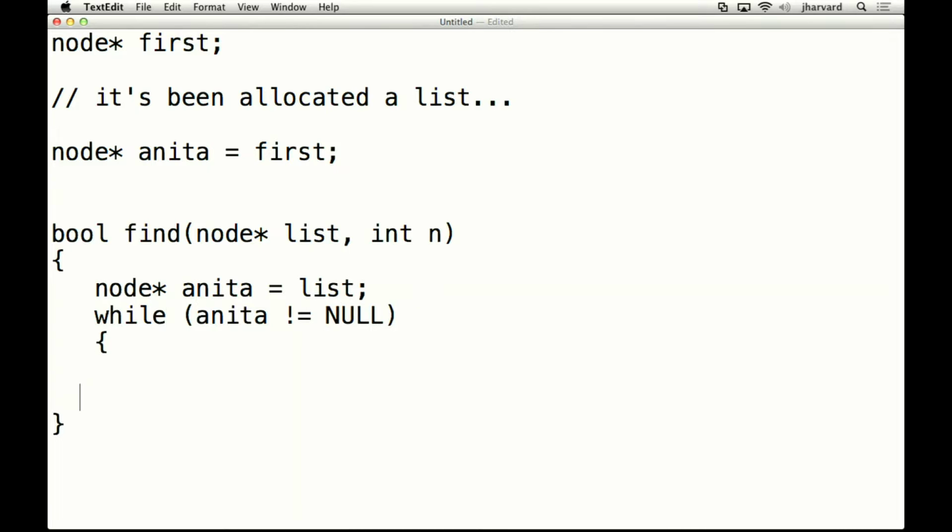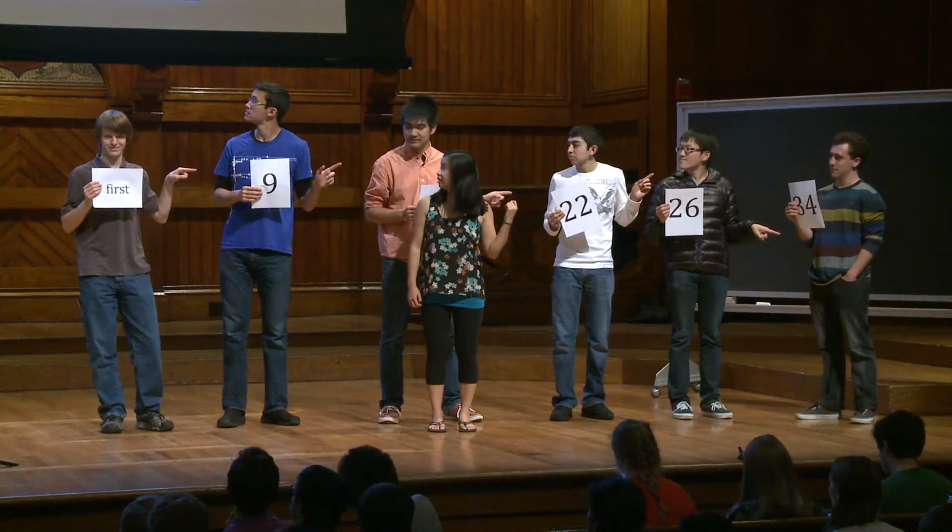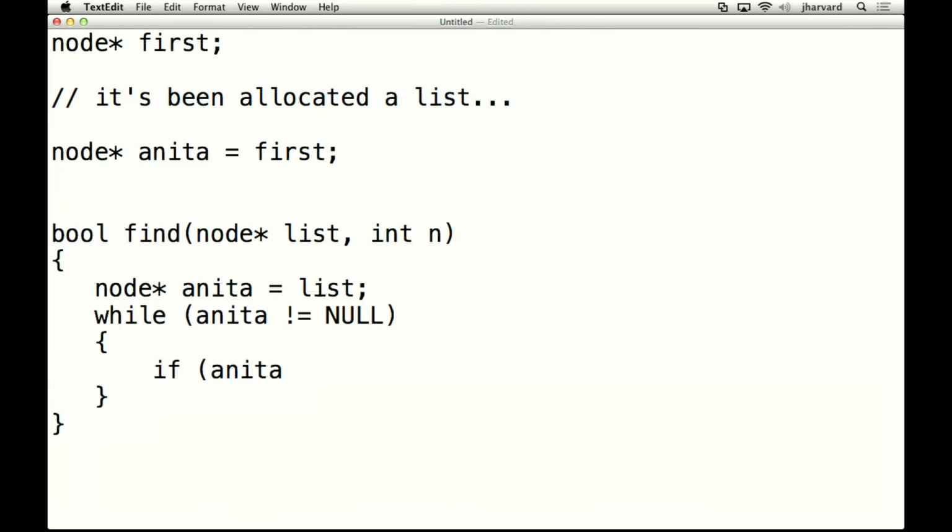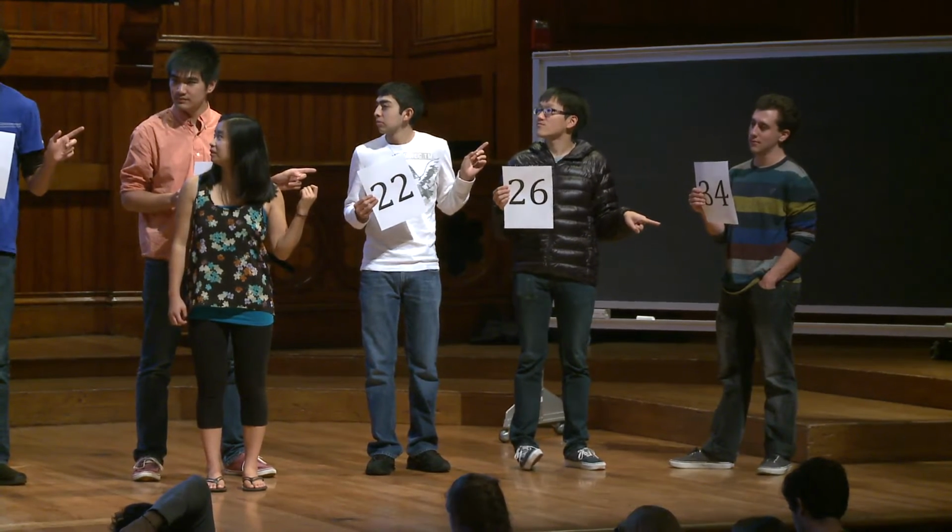OK, the metaphor here is getting a little stretched. But while Anita is not equal to null, what do I want to do? If Anita, I need some way of referencing the integer that Anita's pointing at. So in the past, when we had structures, which a node is, we used the dot notation. And we would say something like Anita.n. But the problem here is that Anita is not a struct per se. What is she? She's a pointer.